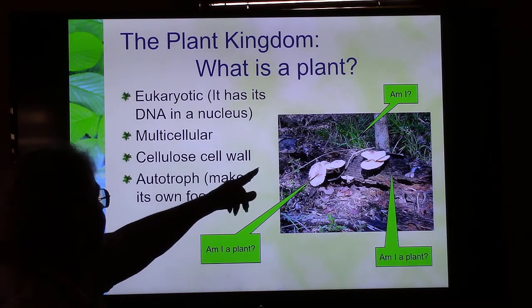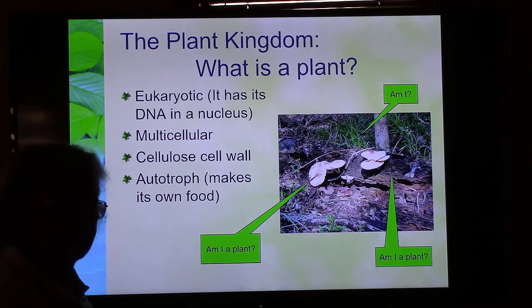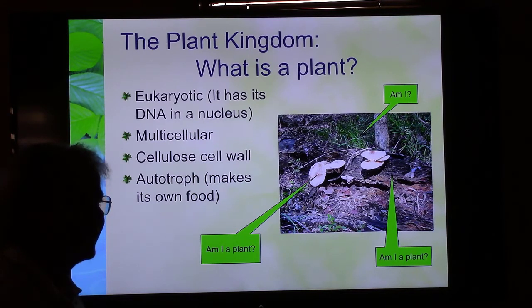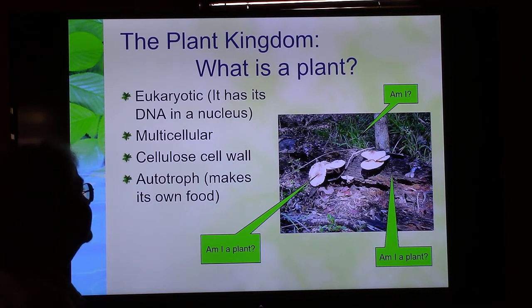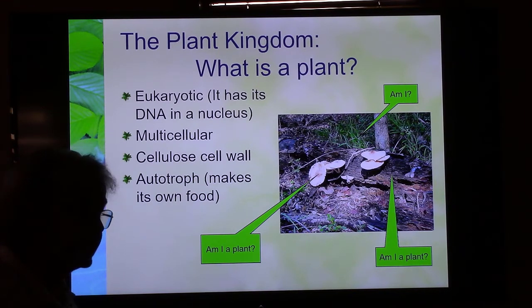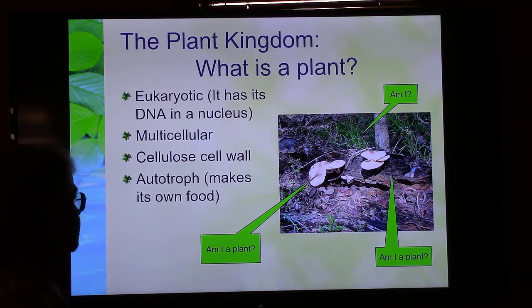All right? The grass up there. Is it a plant? Well, yeah, you didn't have to come to class to know that. Of course it's a plant. But it's a plant because it's a eukaryotic multicellular thing with cellulose cell walls making its own food. That's why it's a plant. What about that log?